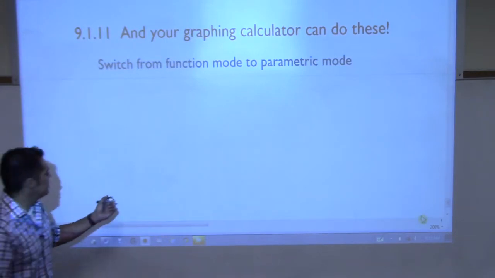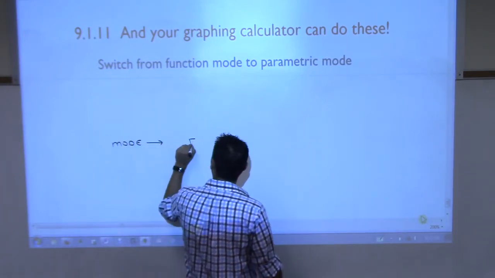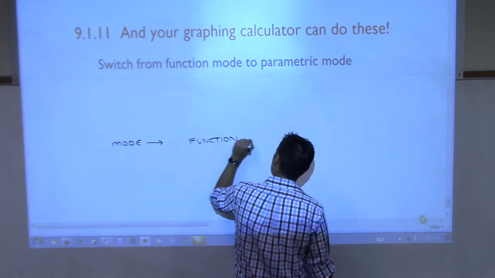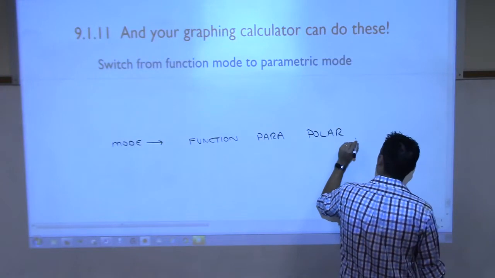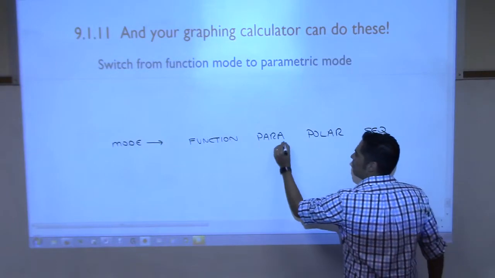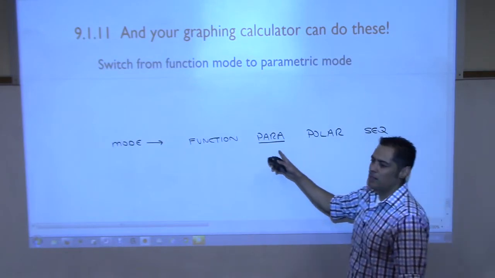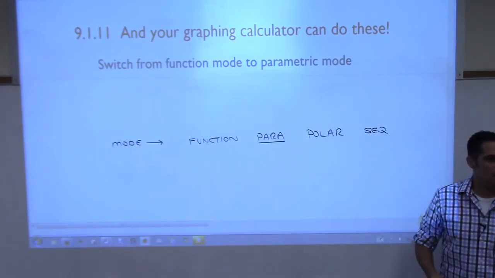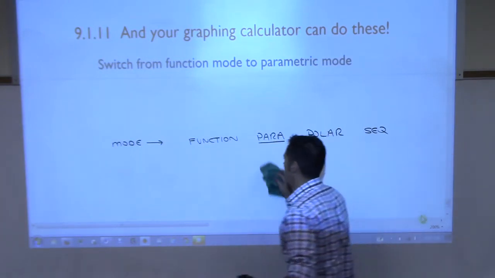So what you want to do is go into your mode, and you want to look at where it gives you the option of function. You should see something that says para. Then you should see something that says polar. And is there even one like sequence or something? Okay. So para, I want you to select para. Now, I'm assuming you all know how to graph things on your calculator. You've graphed things before, right? Okay. So select para, and then exit out of that and go like you would go to graph something now. And tell me what you see on your window when you go to try and graph something.